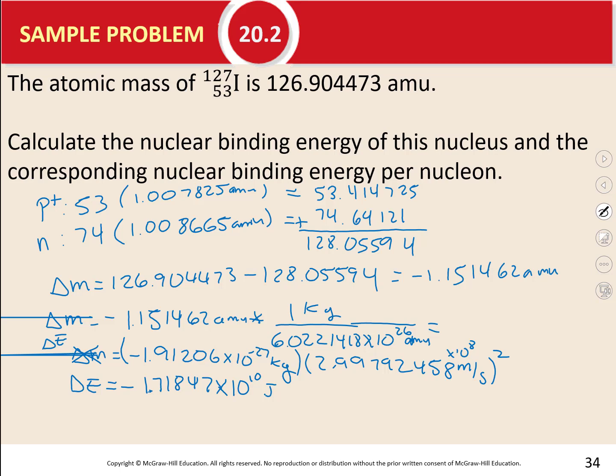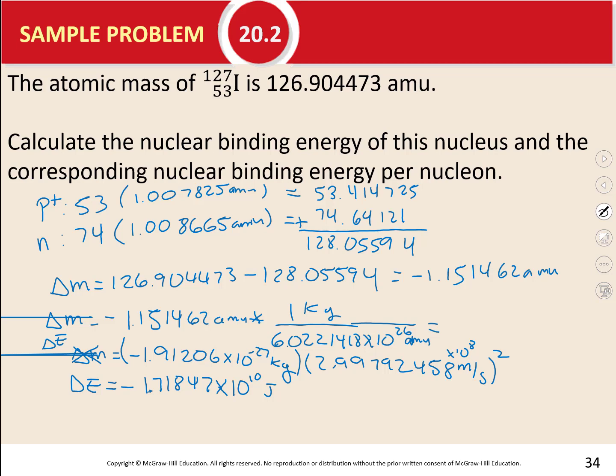Now, if that's the binding energy, and I just ask you for the amount of binding energy, you would leave off the negative. It's negative because it's going to be exothermic. But if I'm just asking for the amount of energy, you would just leave off the negative because the amounts can't be negative. If I also ask you in this problem for the nuclear binding energy per nucleon, how many nucleons are in this isotope?